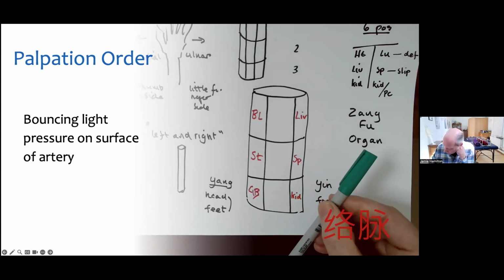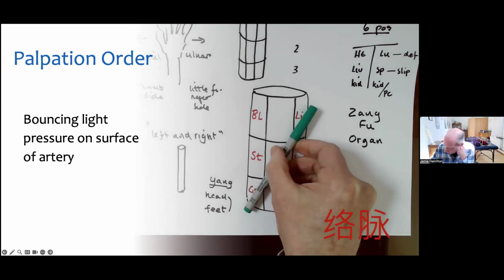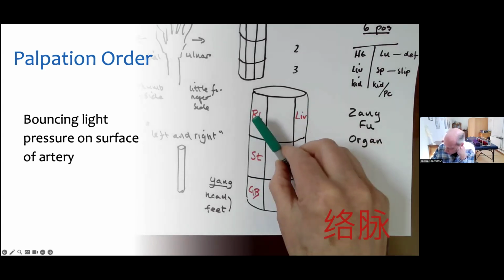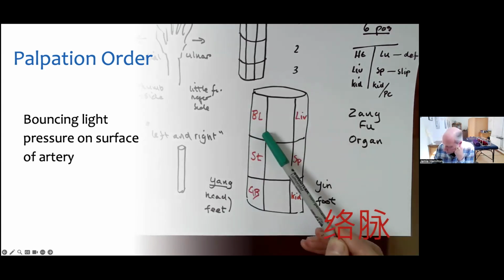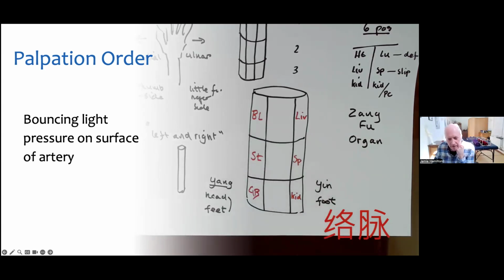The diagonalness of it is the most useful aspect to remember. Jamie? Sorry, does that apply on the other hand as well, or is it a different mapping on the other side? It's the same, but it is a mirror image. Yeah, but you've still got bladder, liver, stomach, spleen. It's just the same. It's a total mirror image.